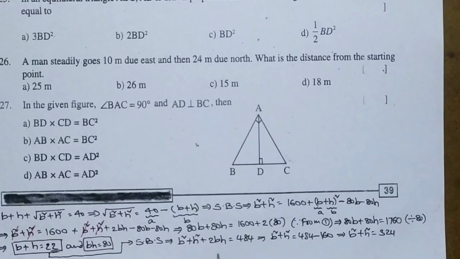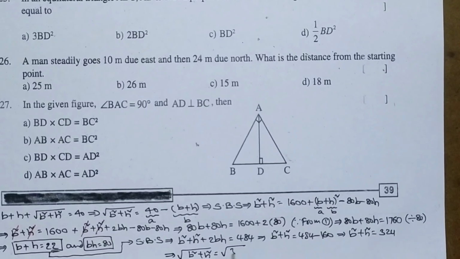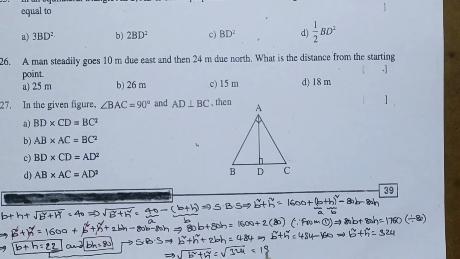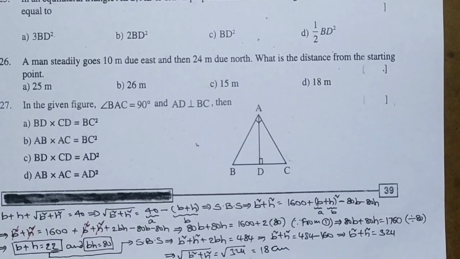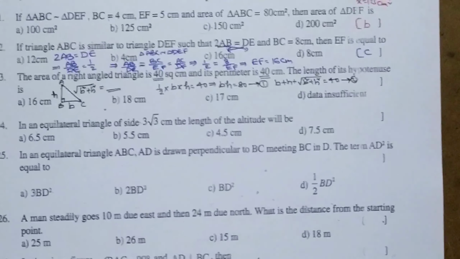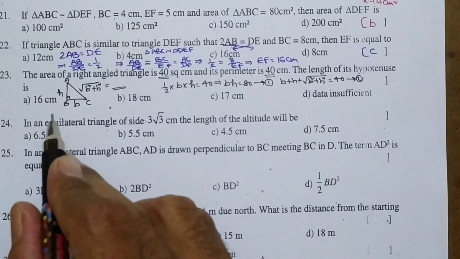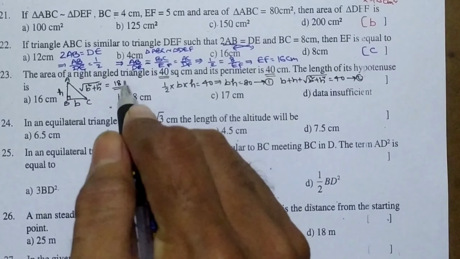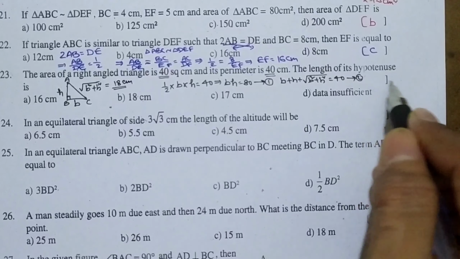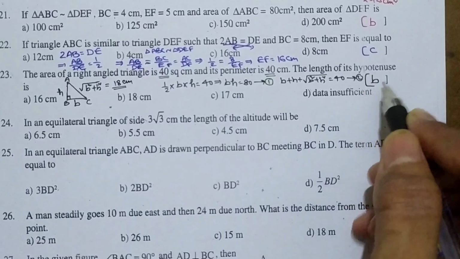So now actually we are asked to find under root b square plus h square. So under root b square plus h square is equal to under root 324, nothing but plus or minus 18. Here plus 18 can be taken because length should not be negative, length should be positive. So finally we get under root b square plus h square as 18 centimeter. Now let us see the options, question number 23. Options you see here, under root b square is 18 centimeter. So finally we get 18 centimeter as the answer. So option B is the right answer for this question.